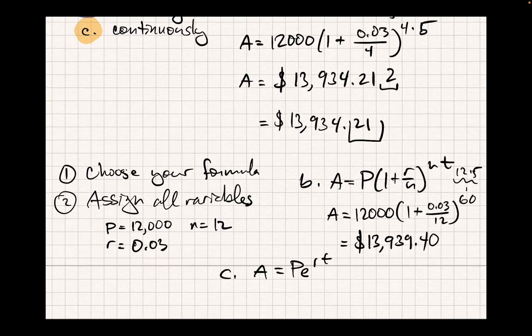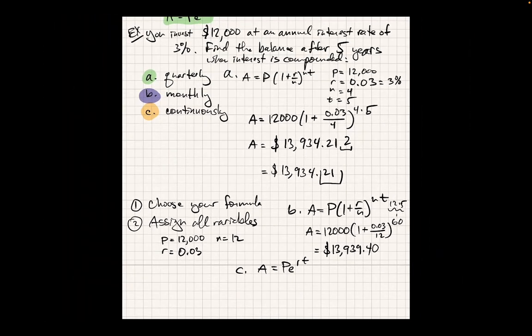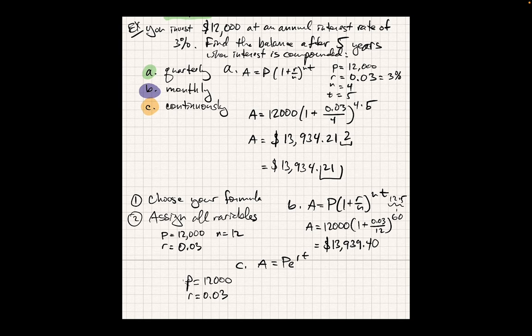Then you have to fill in what you know. So P equals 12,000. R equals 0.03. A equals, we're solving for A. And then t equals 5 years. So T is time in years on both formulas.